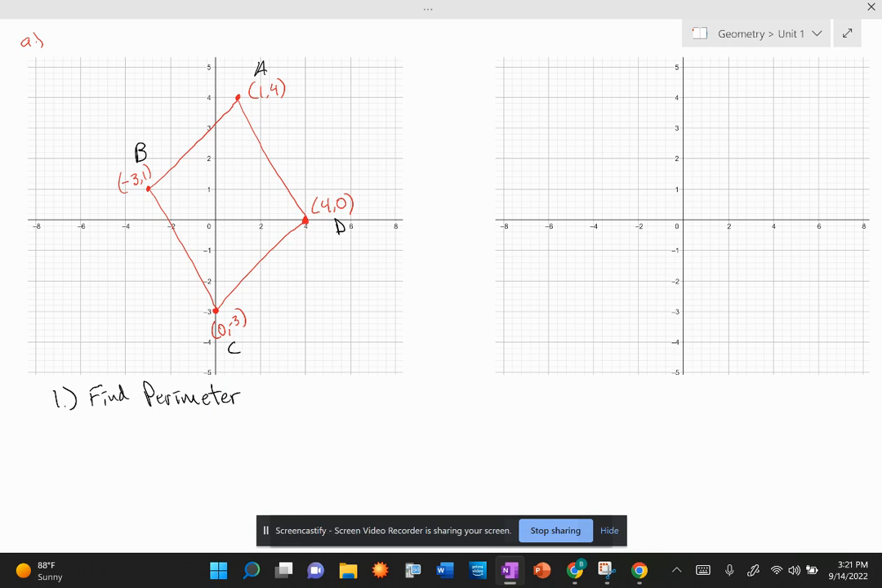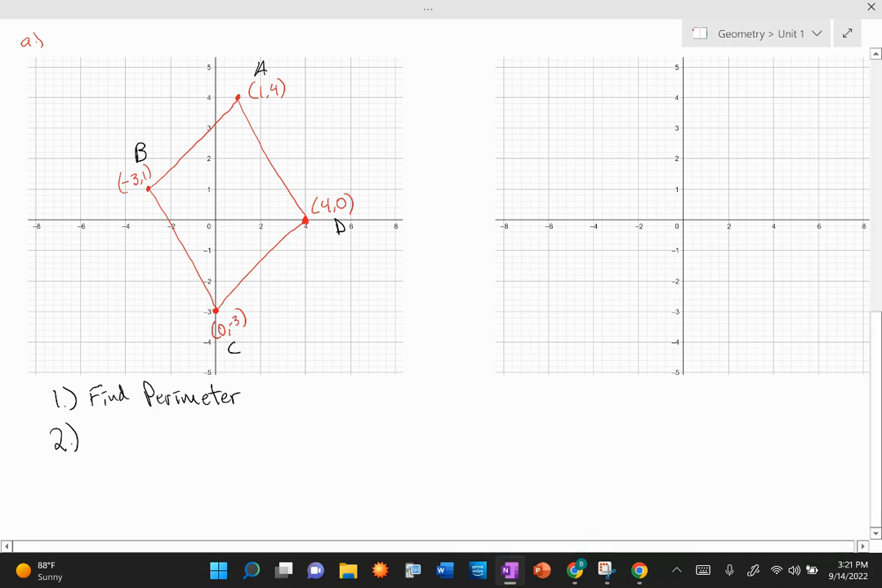Okay, so your first task, find the perimeter. Your second task, I would like for you to tell me, if I say adjacent sides, what am I talking about? Yeah, across from each other. Okay. Now, adjacent is not across from each other.